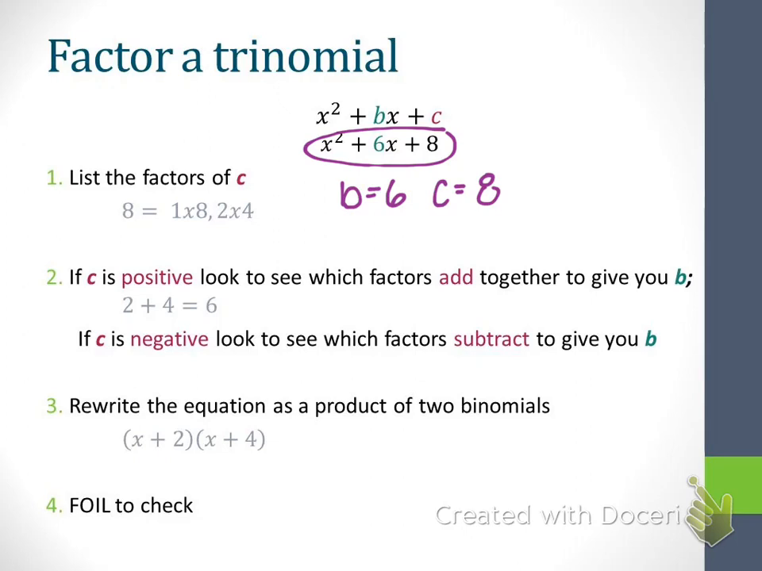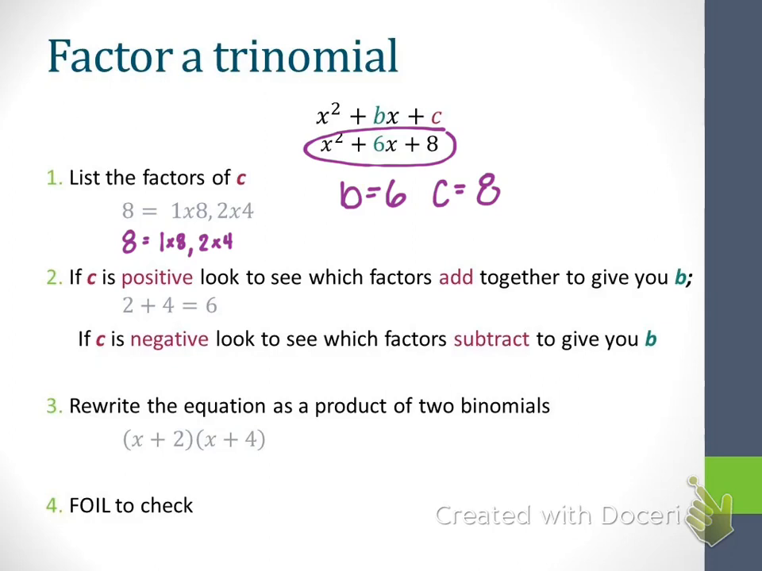What I like to do is start like this, and I go 8 equals 1 times 8. Then I say, okay, 2. 2 times 4 equals 8. 3 times nothing. 4 times 2, but I've already written that, so I don't even have to write it. 5, nothing. 6, nothing. 7, nothing. 8 times 1, but I've already written it. 9, nothing. 10, nothing, okay? So these are the only two sets of numbers that are my factors of 8.